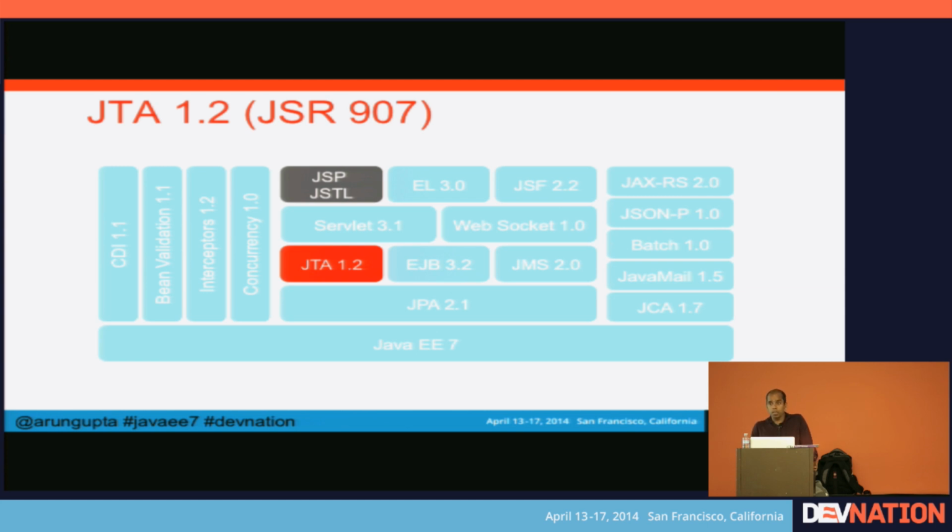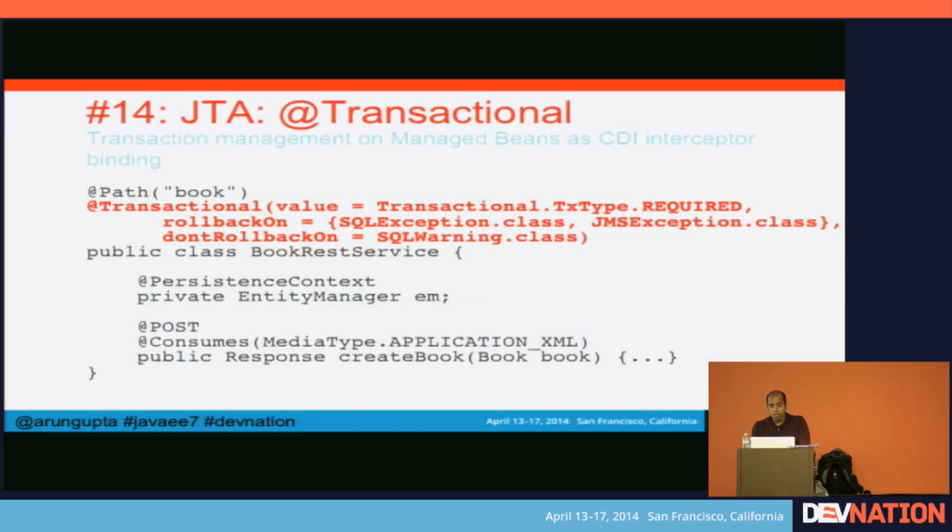Right, let's take a look at transactions. JTA 1.2 or JSR 907, I think. EJBs were the only way you could do container managed transactions in Java EE 6. You could do user managed transactions because there was a UserTransaction object that could be injected. But now with JTA 1.2, you could make any POJO fully transactional.